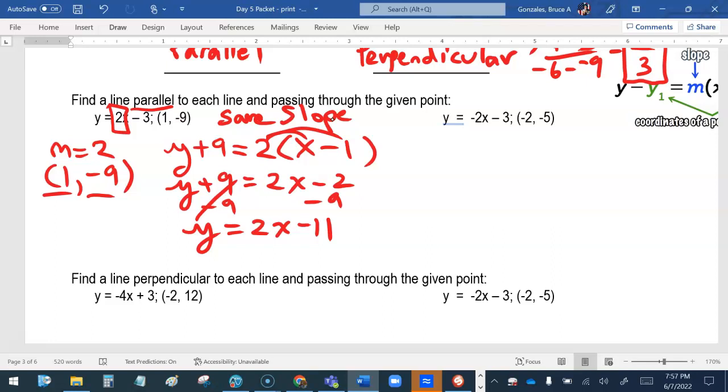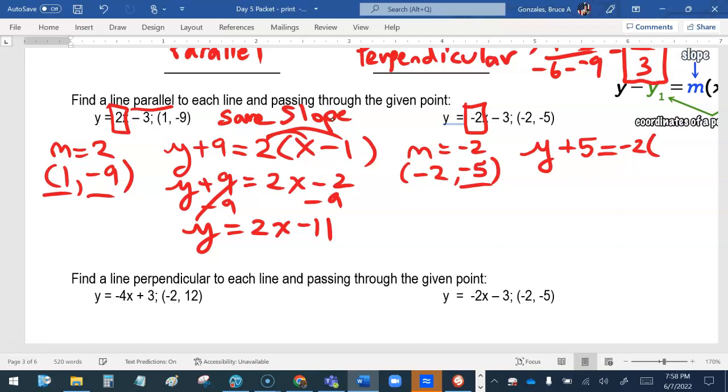The next one's going to be the exact same. Same slope means I'm going to take this slope, m equals -2, and take this point, -2, comma -5. So again, I'm going to do y minus, the y value is -5, turns it into a +5, equals, my slope is -2, parentheses, x minus, my x value is -2, so it changes it into a +2.